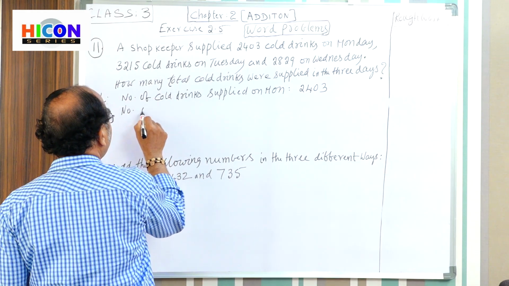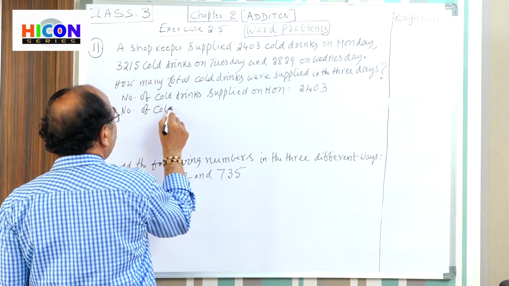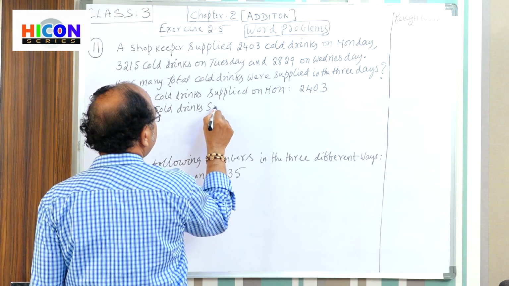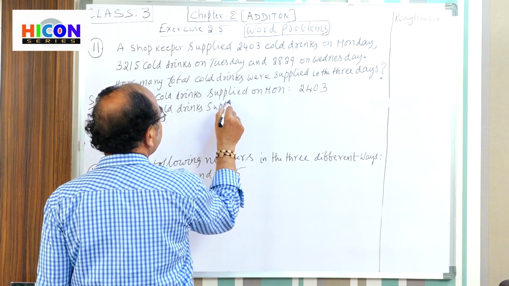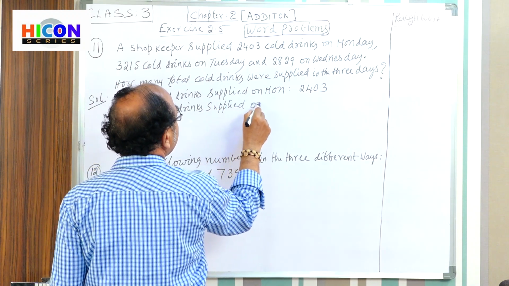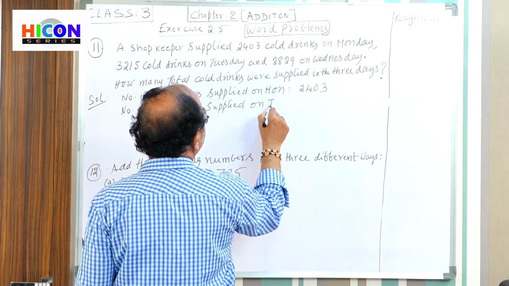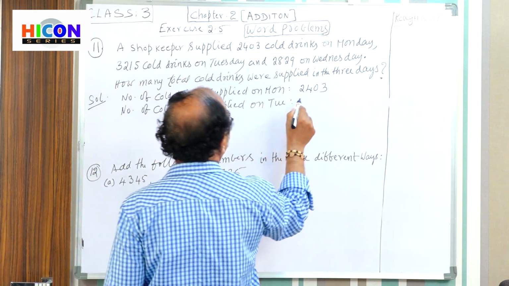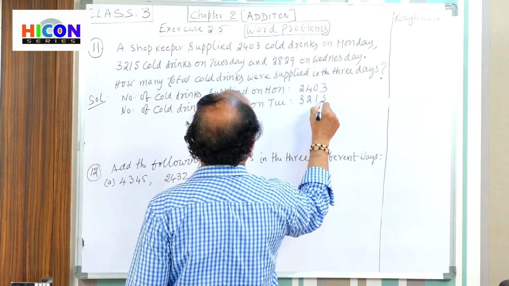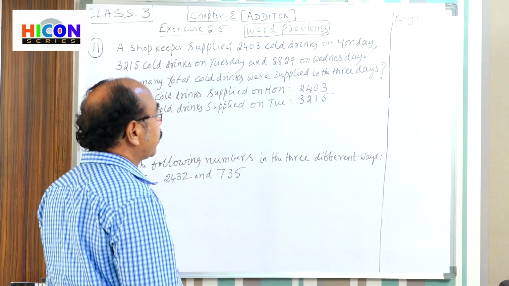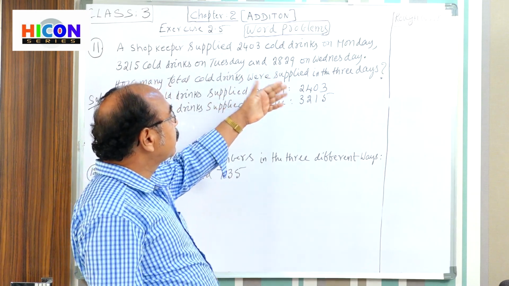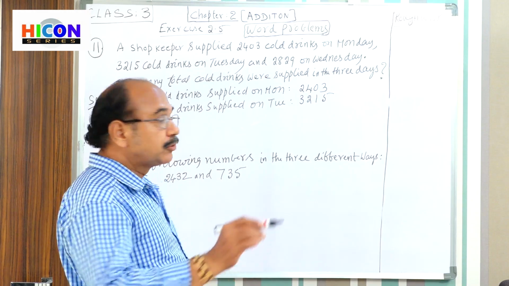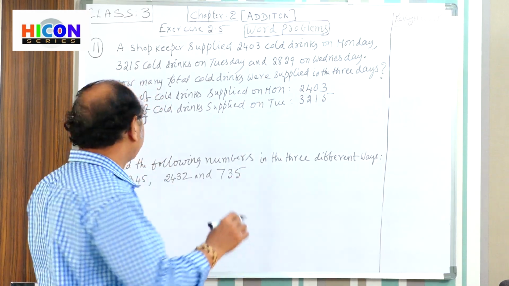Number of cold drinks supplied on Tuesday. How many? 3,250. Now, come to Wednesday. How many cold drinks were supplied on Wednesday? 2,829. So that we write as a third step.